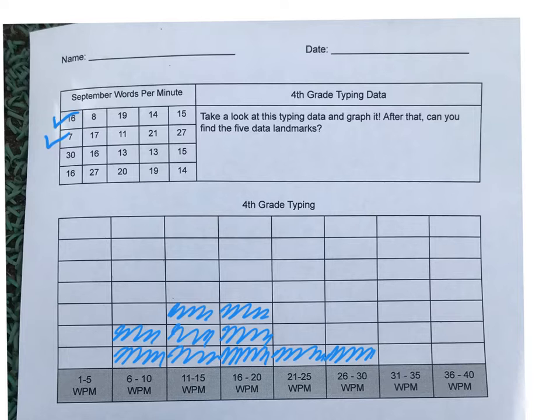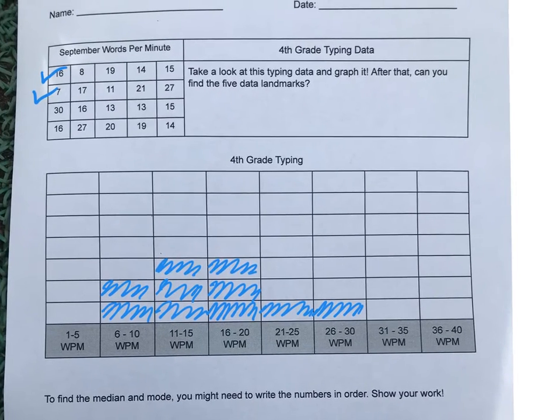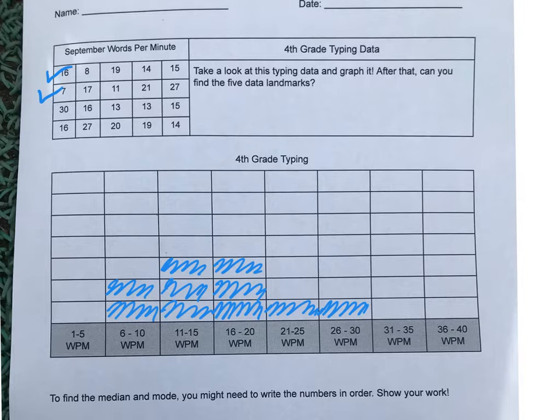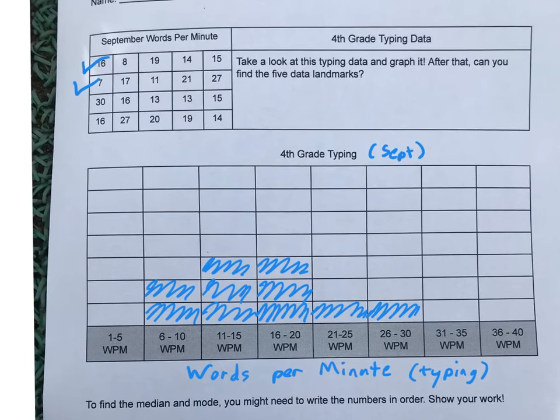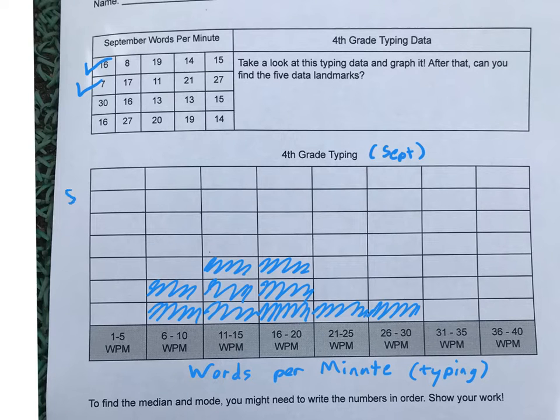We do want to properly label our graph though, so let's make sure we do that. So I'm even going to add the detail of September here, because this was in September. And then WPM just means words per minute when we're typing. And if I had to label the y-axis, then this is the number of students, right? So how many students are typing at these different levels.